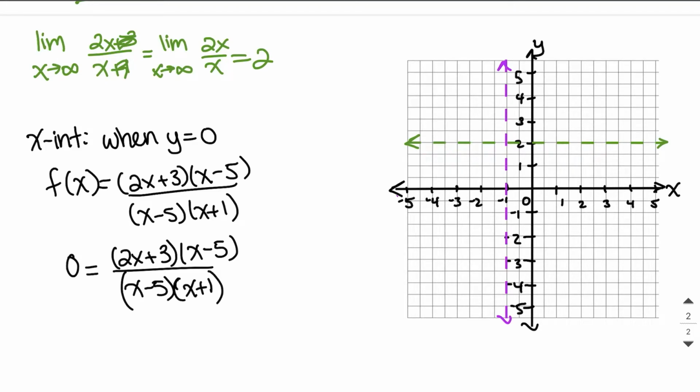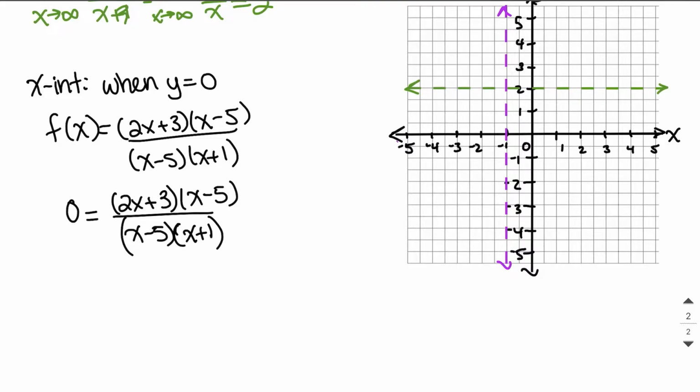Now, whenever I set anything equal to 0, it's only the numerator that needs to be 0, right? 0 divided by anything will still always give me 0. I can't have 0 in the denominator because it would be undefined. So I would just set the numerator equal to 0.